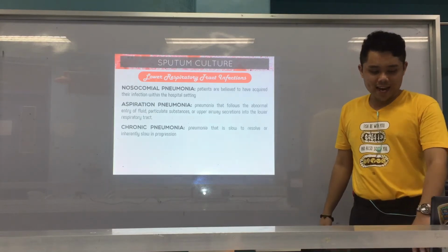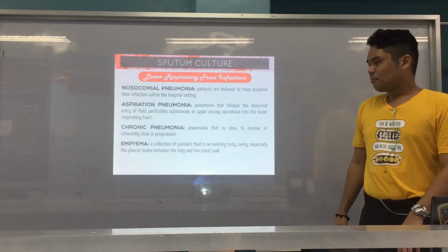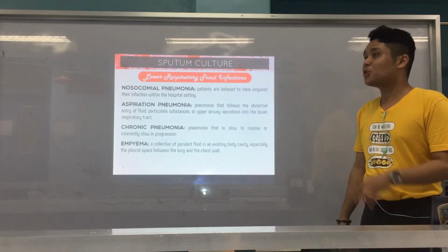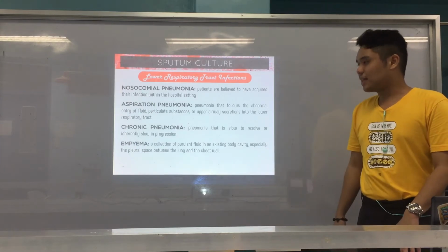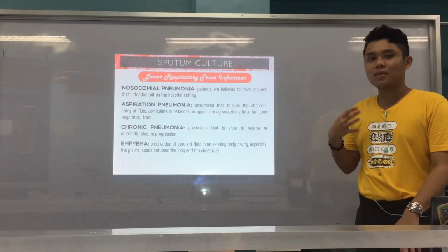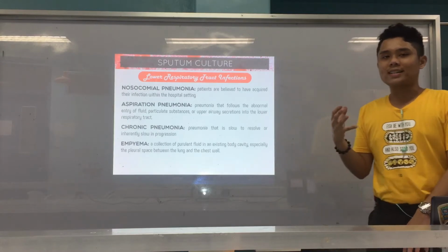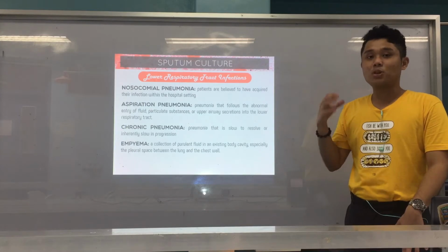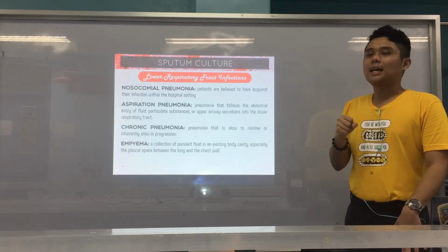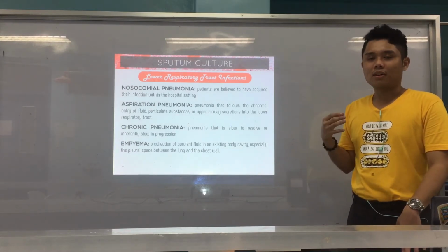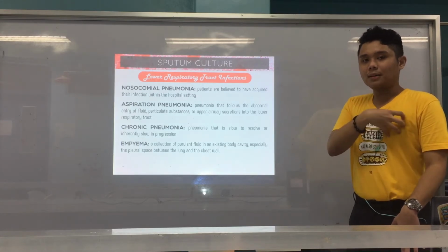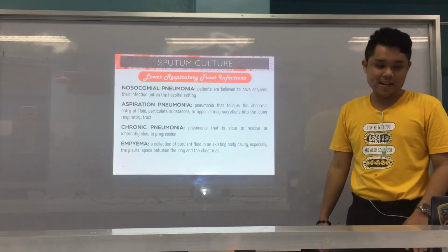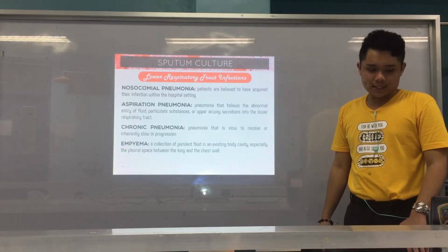All right, okay. And last is empyema. Empyema is na naay tubig sa imong lungs, alright? So there is purulent fluid in an existing body cavity, especially the pleural space between the lung and chest wall. Because of infection, like a chronic infection, fluid accumulates, and this fluid is usually purulent. So there is pus, dead cells, white blood cells, and bacteria too, alright? So empyema is fluid in the space between the lungs and the chest wall.